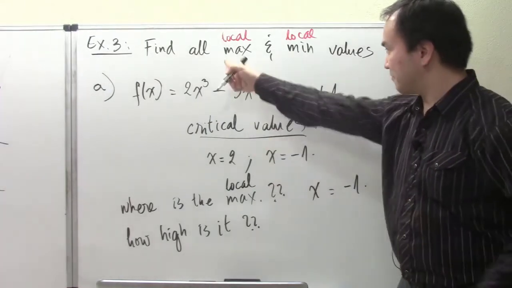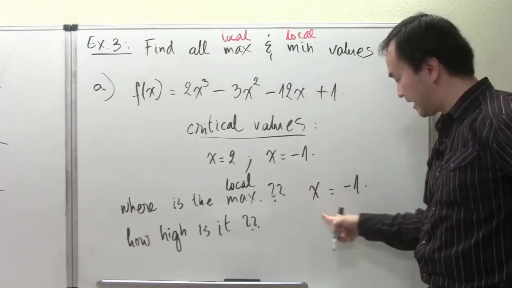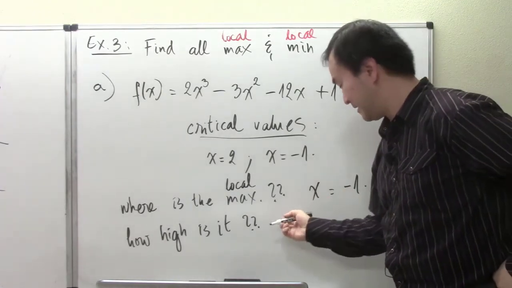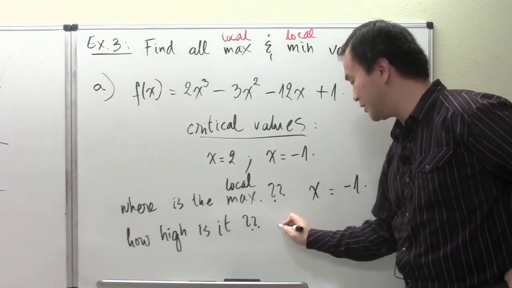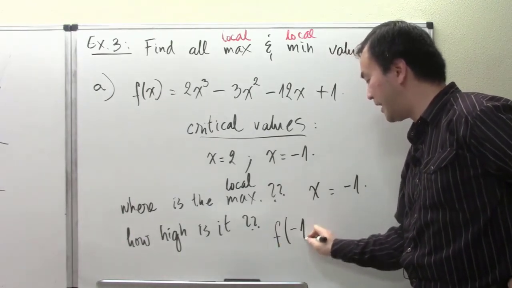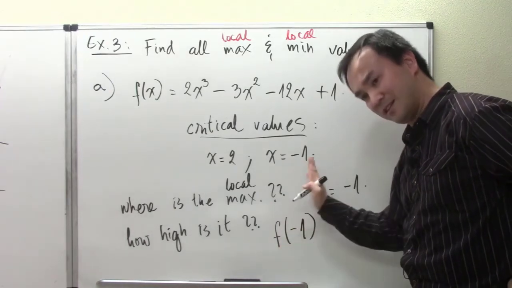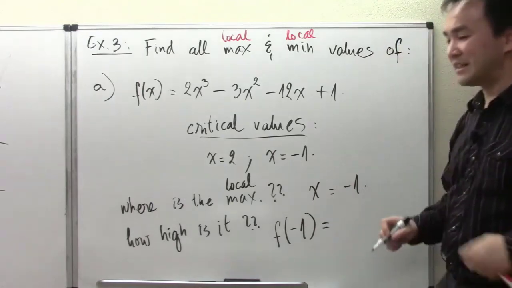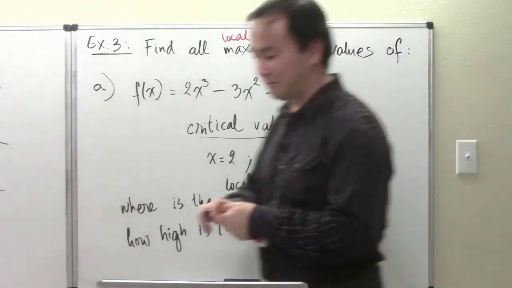And so for the local maximum, where is the local maximum? We answered that it happens at the critical value x equals -1. But now how high is it? How high do you think that is? We are now going to substitute the critical value x equals -1 into the function, not the derivative, into the function. And so now I'm going to have to step away a little bit for a quick calculation.